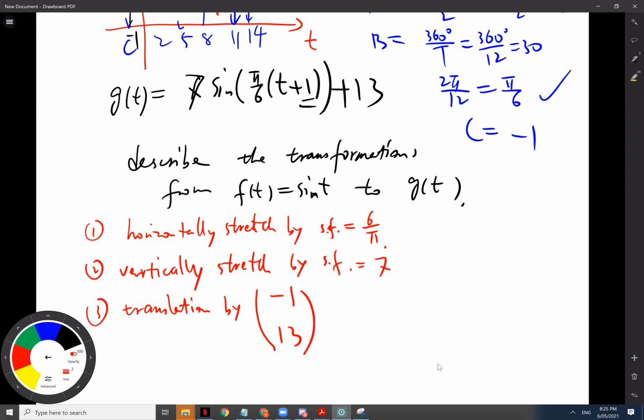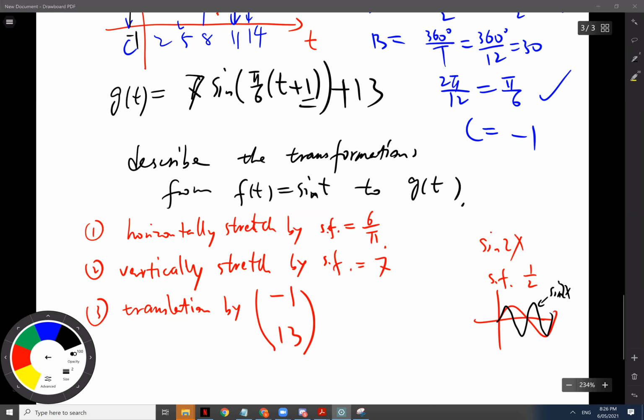Okay. Oh, someone did it a different way. Let's have a look. For Jason, if sine 2x, the scale factor is 1 over 2 because it's got compressed from here to here. It's narrower. Sine 2x.